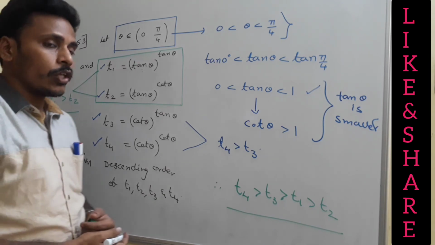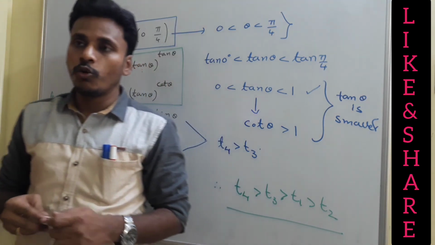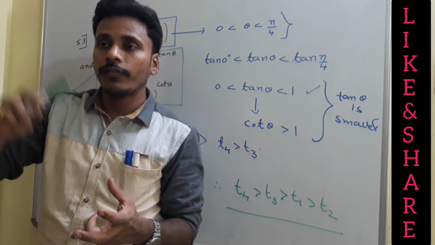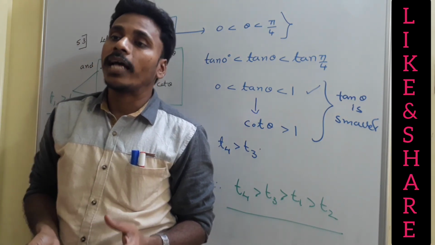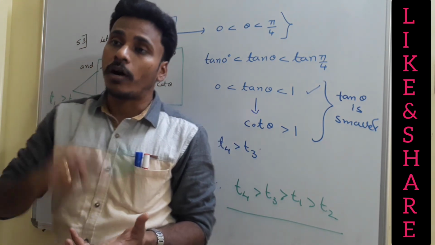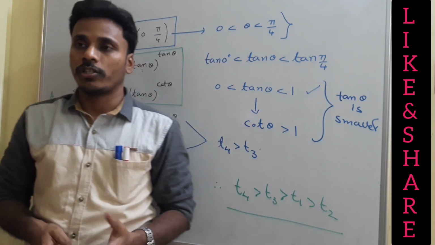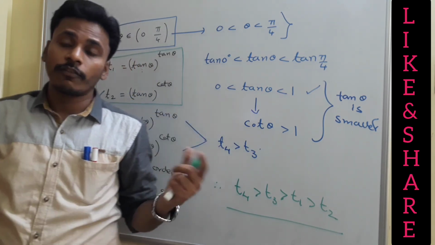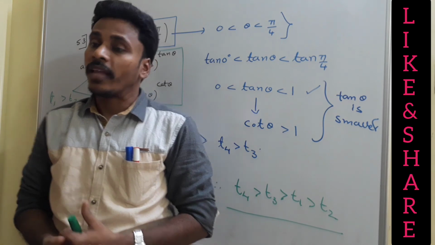Just look there. You need to think. Once again I am repeating. If the base is more than 1, the highest power will give you the highest value. Whereas if the base is in between 0 and 1, the highest power will give you the smallest value. That's the basic logic. You learned it in exponents, but we are applying it here for tan theta and cot theta.